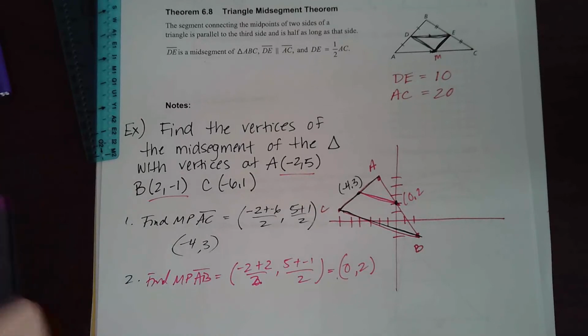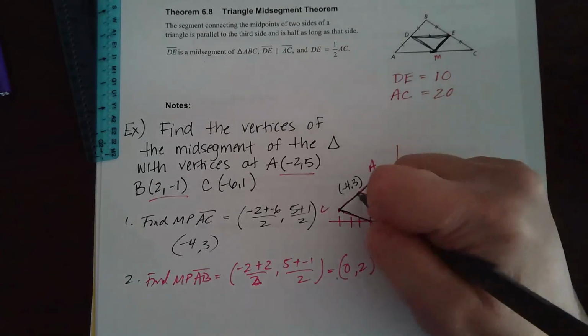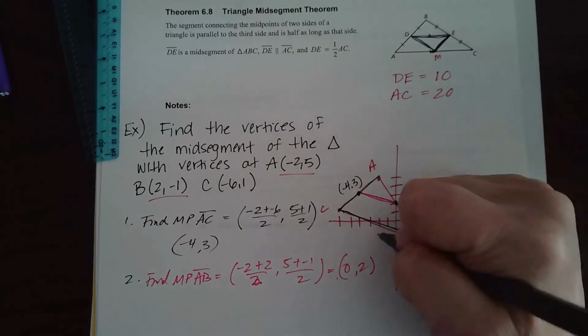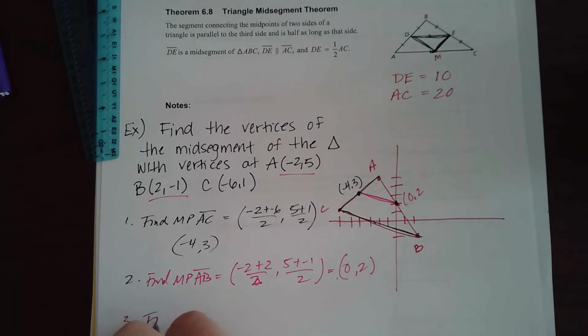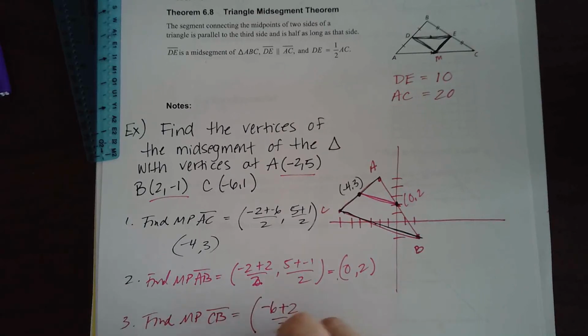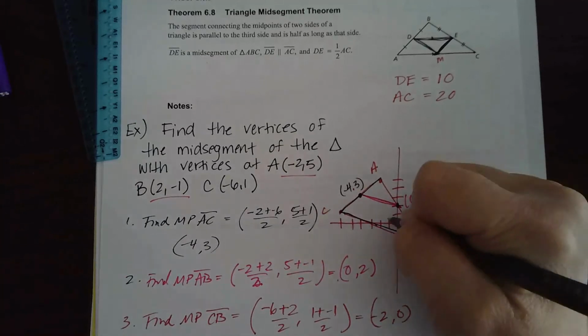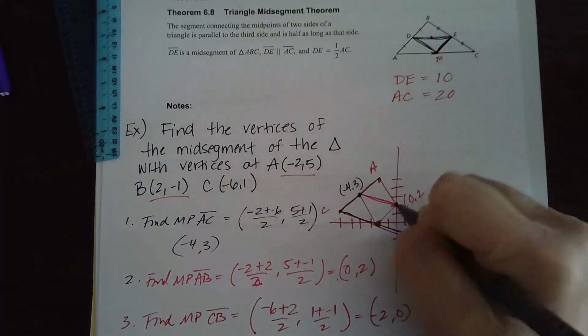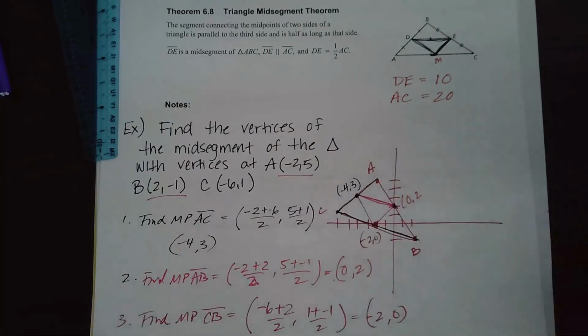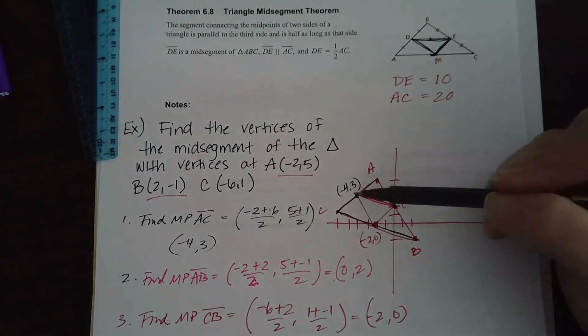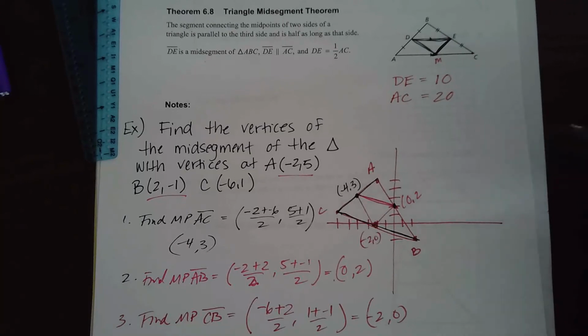If the directions asked you to find the coordinates of the mid-segment triangle, since you already have these two midpoints, you would need to find the third midpoint. So find the midpoint, in this case, of CB. We'll add up the x's, add up the y's, and I get (-2, 0). Now, if I connected all three of those midpoints, they form a triangle. That would be what we call the mid-segment triangle.